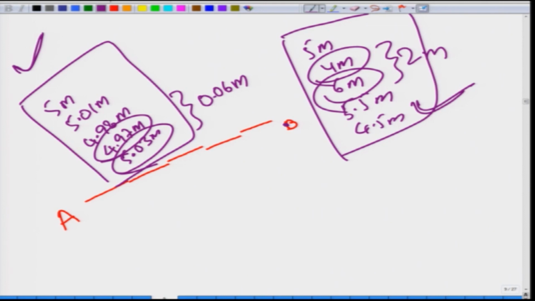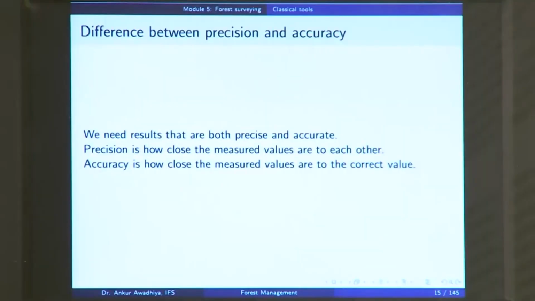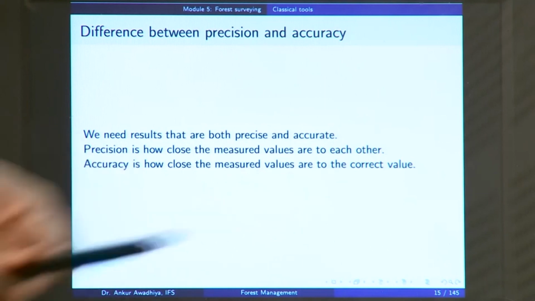So, precision is how close the values are to each other. If these values are coming together with very small variations between them, then we say that these are precise measurements, and when these values are too far apart from each other, then we say that these are imprecise measurements. Now, the second thing is accuracy. Accuracy is how close the measured values are to the correct value.